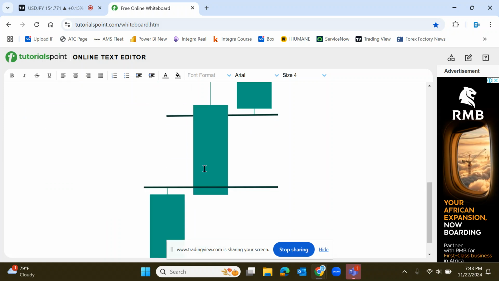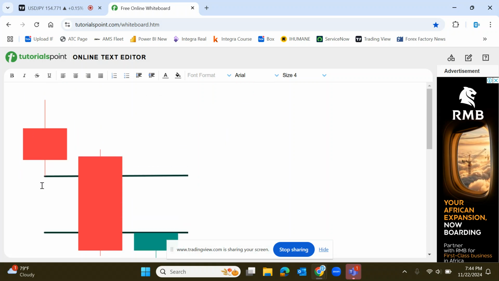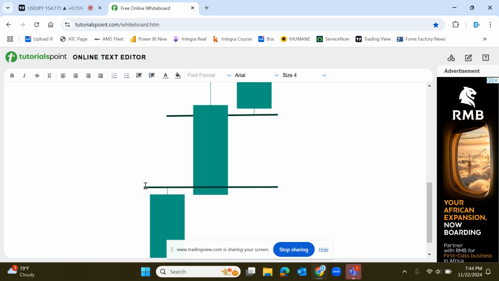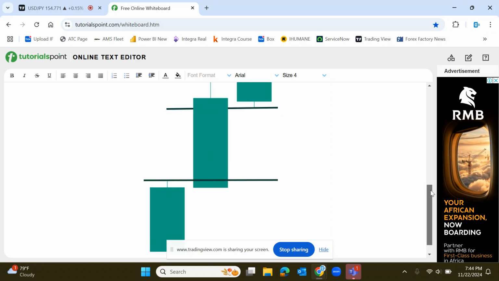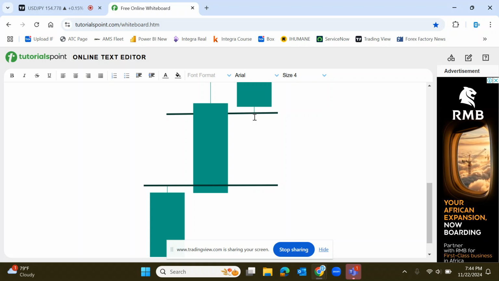Now we have a bullish fair value gap. It's still the same concept, but in this case you are looking at the highest point of candle number one and the lowest point of candle number three. On the previous one, you looked at the lowest point of candle number one, but in this one, you look at the highest point of candle number one and then the lowest point of candle number three. The space between these two points is what we call the fair value gap.